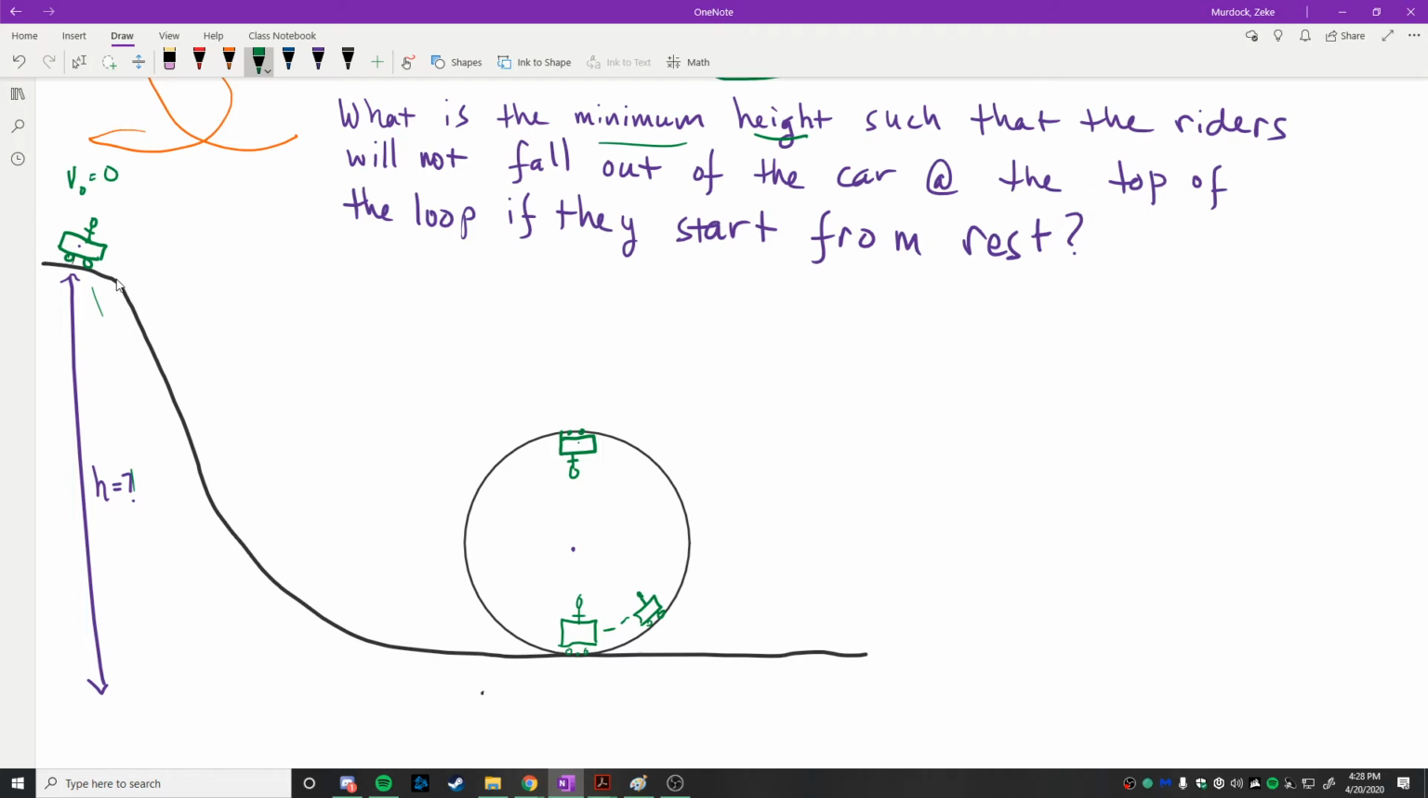So that's what we want to figure out. We want to find the minimum height such that the riders will not fall out of the car at the top of the loop if they start from rest. Okay, but that's going to be the first thing we're going to do. We're going to do one other thing.